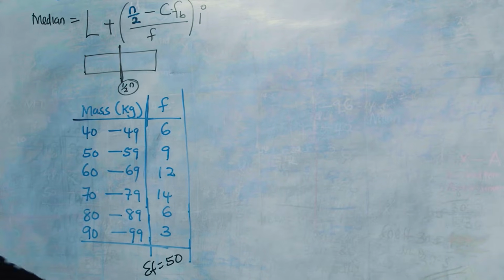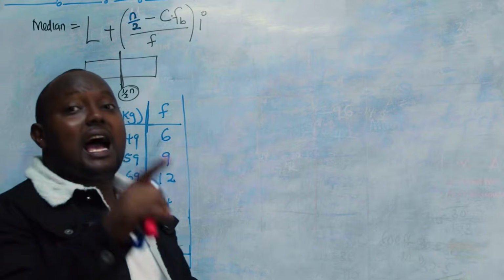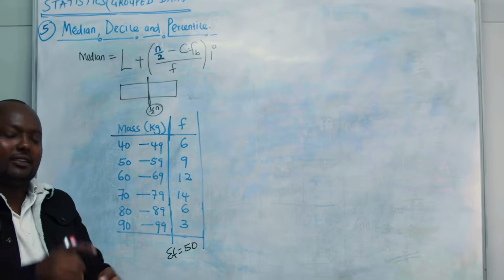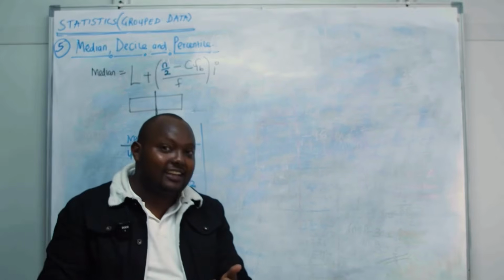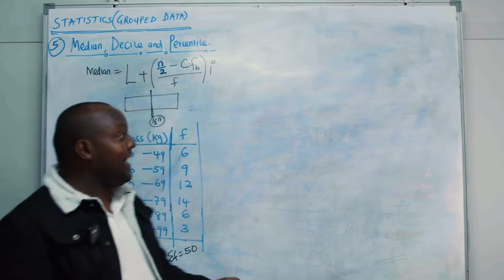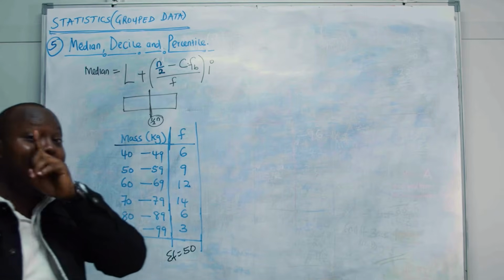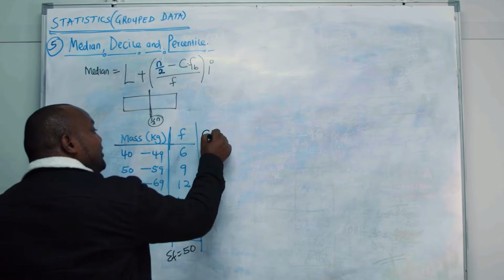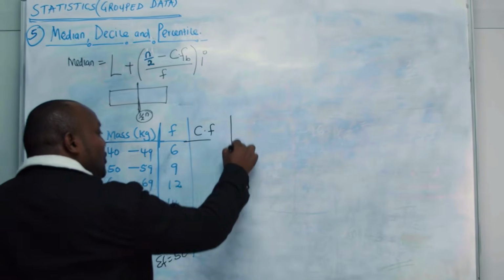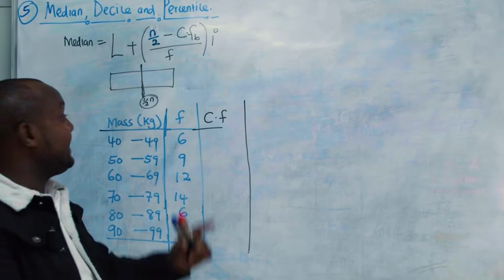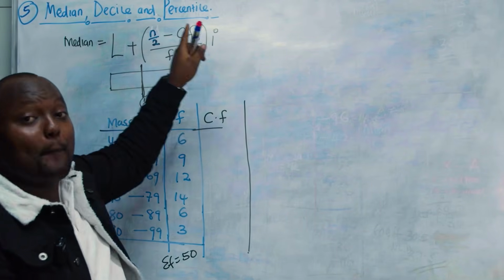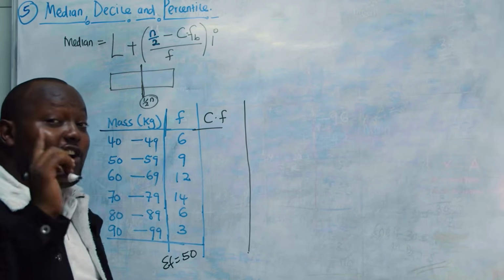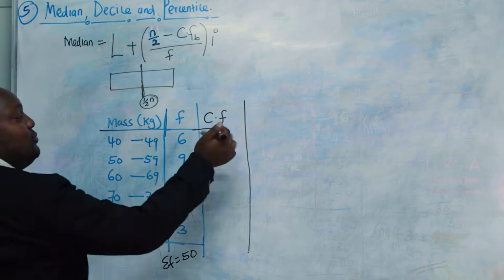So when you ask how we calculate the median, the lower quartile, upper quartile, the decile, or the percentile, it is very simple. We only introduce one column, and we call it cumulative frequency. For all those I have highlighted: median, decile, percentile, lower quartile, upper quartile, you need only one column, and that column we call cumulative frequency.